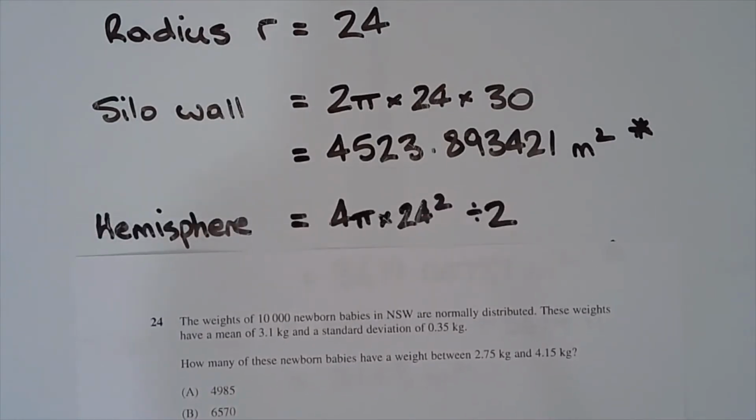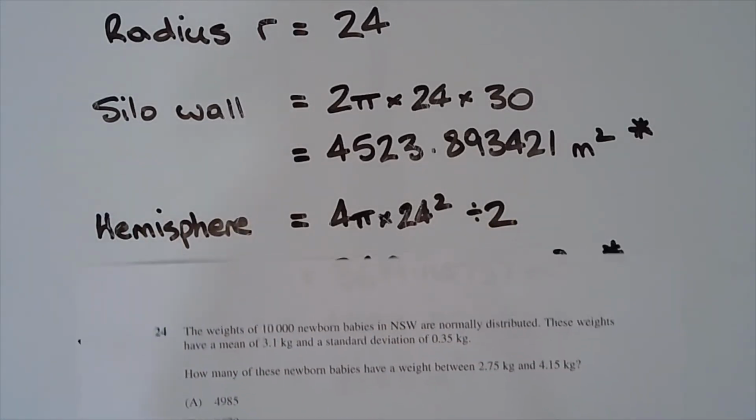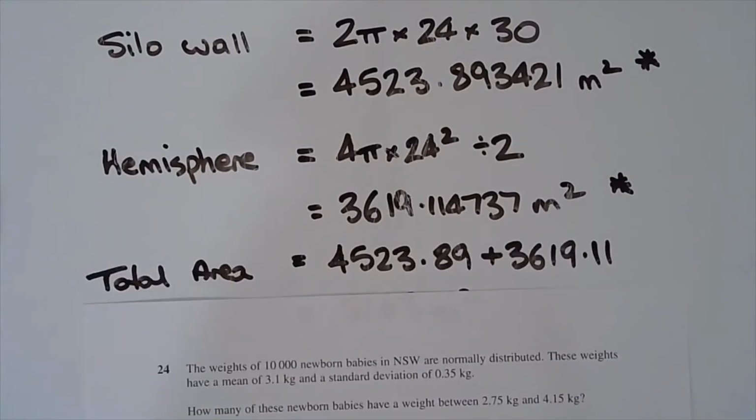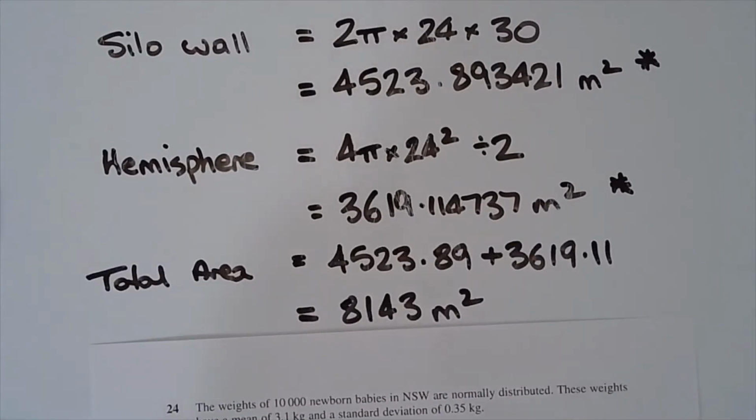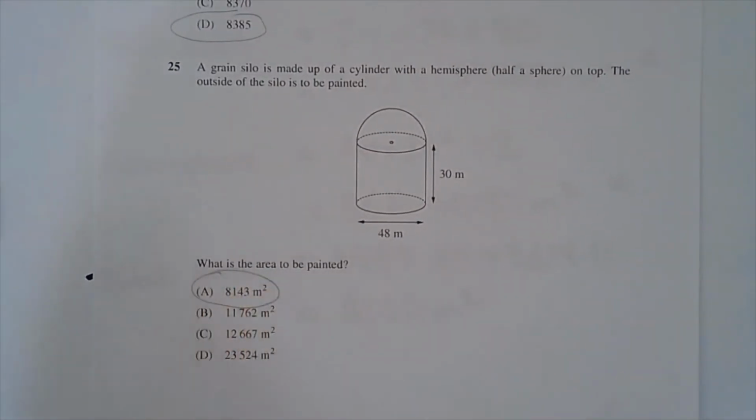The next thing we'll work out is the surface area of the hemisphere, and we'll do that by working out the surface area of a sphere and then dividing it by 2. So the surface area of a sphere is 4 pi r squared, but we'll divide that by 2 to get the surface area of the half sphere. And that's 3,619.11. Now the total surface area is 4,523.89 plus 3,619.11, and that gives us 8,143 square meters, and that's option A.